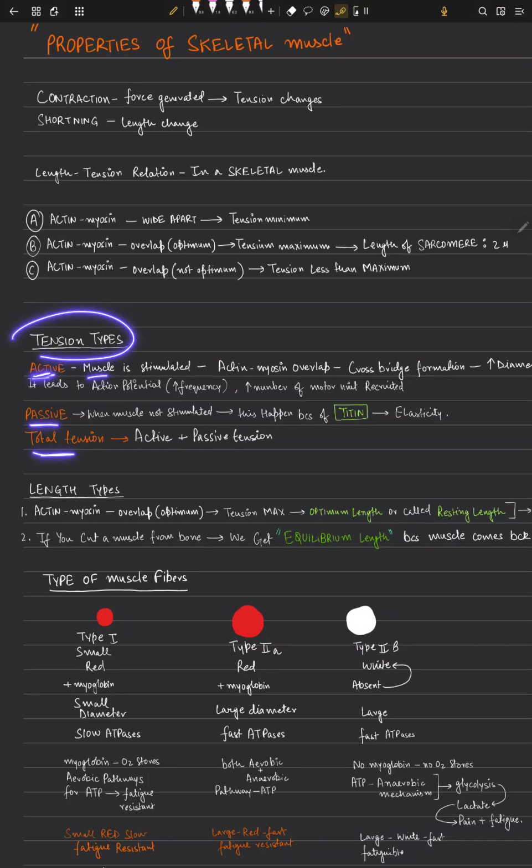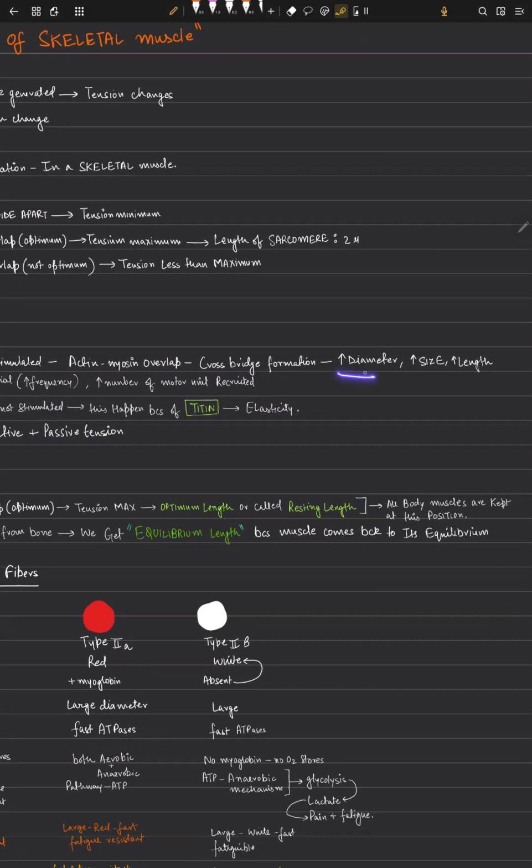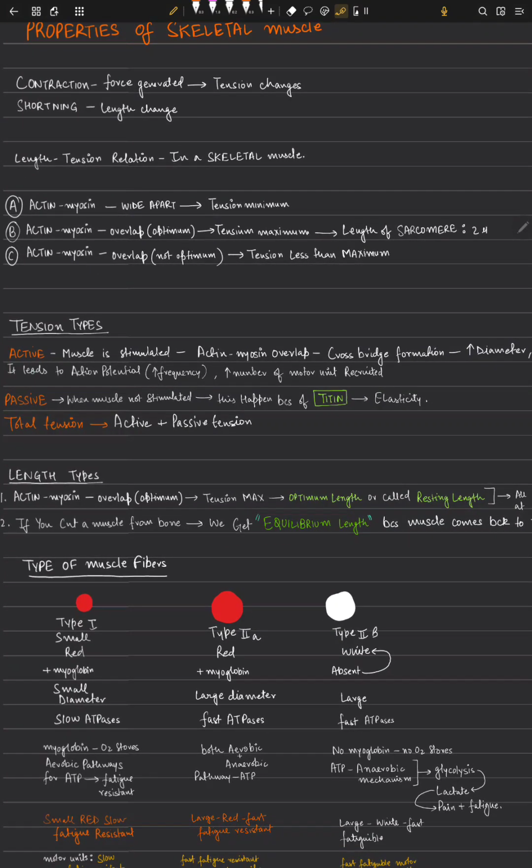Active tension is when the muscle is stimulated, actin myosin overlap, cross bridge is formed. So if we increase the diameter, if we increase the size, if we increase the length, it leads to more tension, right? More force generated. It leads to action potential, frequency more. So number of motor units recruited. Cool. So more number of motor units recruited. What I'm trying to say is more tension equals more number of motor units recruited.